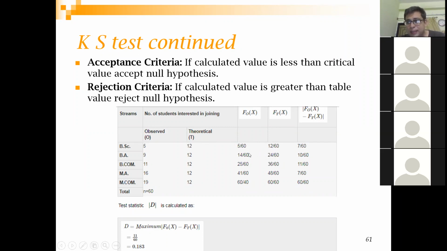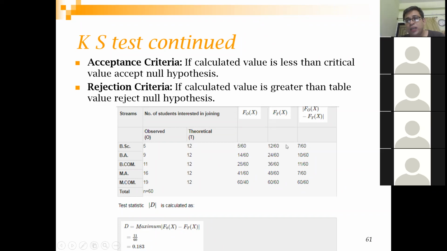Now, in the next step, you are taking the cumulative distribution. So 5 plus 9 is 14. That's why you have taken 14 by 60 over here. Similarly, you have 12 plus 12, 24. So you have 24 by 60 over here. Okay. So the next one, if you see, you have 11 added. So 5 plus 9 plus 11, so it is 25 by 60. And here you get 12 plus 12 plus 12, so 36 by 60.